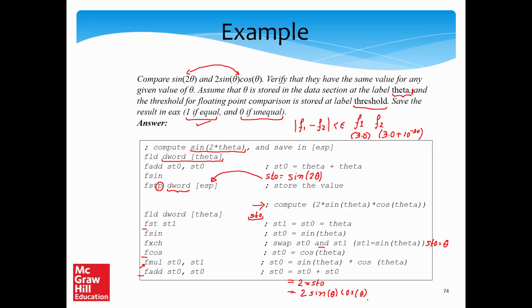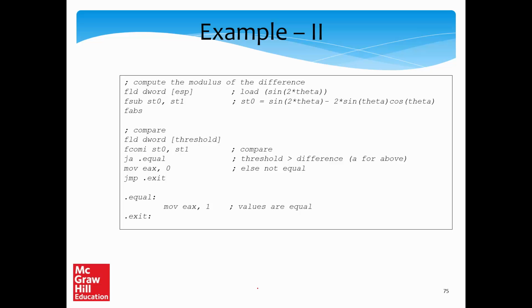Okay, so where are we at the end of this page? We have saved sine 2 theta at the memory location whose address is in ESP, and we have 2 sine theta cos theta in st0. Now, let us again load the value that was stored at ESP, which is sine of 2 theta, into the stack top. The previous stack top goes into st1. So at this point, st0 contains sine of 2 theta, and st1 is what used to be st0 before we did a push operation on the stack. Recall that any FLD instruction pushes the value on the stack. So st0 becomes st1, st4 becomes st5, st6 becomes st7, and so on. So st1 will be the previous contents of st0, which is 2 sine theta cos theta.